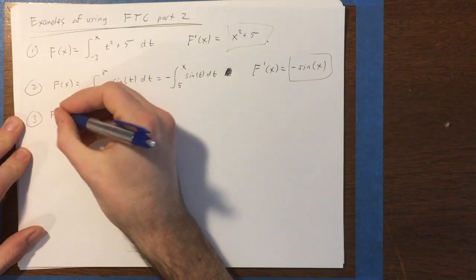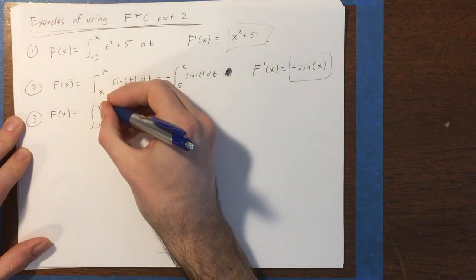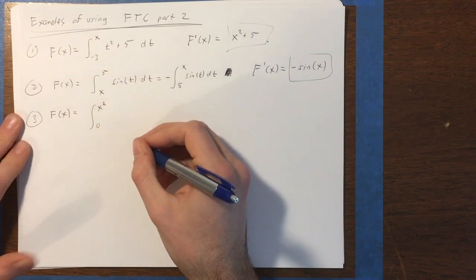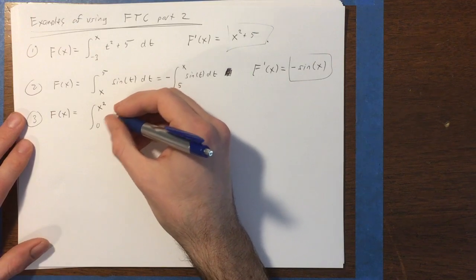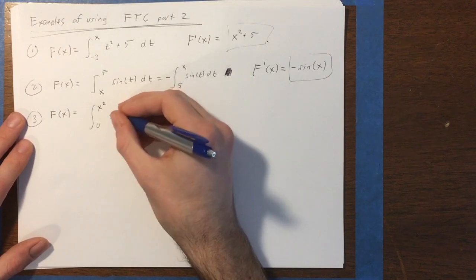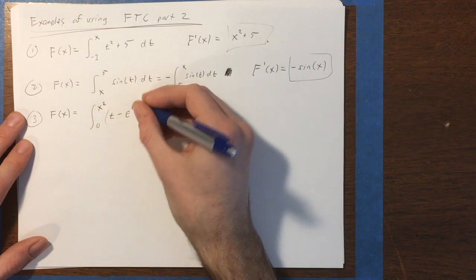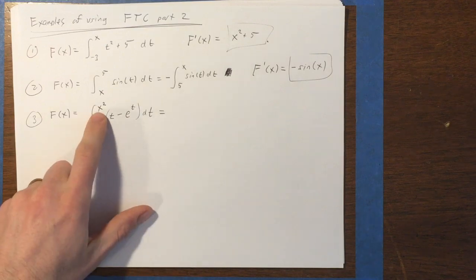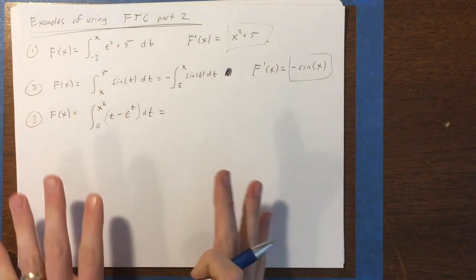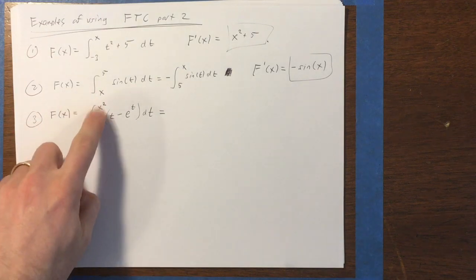Let's say you are working with an integral from 0 up to x squared, and then the function inside here is, let's say, t minus e to the t, dt. Okay, this one is a little bit tricky because what we have here is sort of like the accumulation function is composed with this x squared. So instead of just x, it's x squared, right?